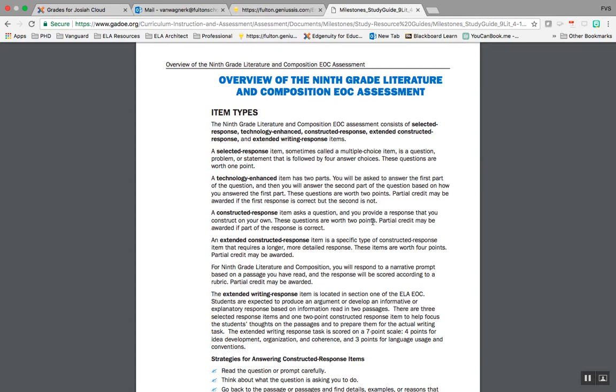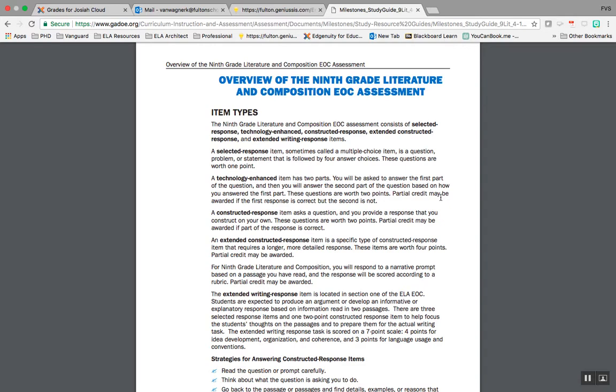So the big thing is making sure that you understand the EOC question types, otherwise known as items. For this specific EOC, you're going to have selected responses, which are like your multiple choice, true, false, things like that. Constructed response means that you're going to have to provide a response of your own. It's short, but just make sure, and we'll look at some examples, that you understand that you need to fully answer the question.